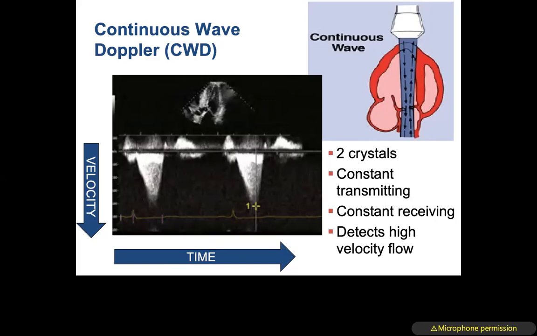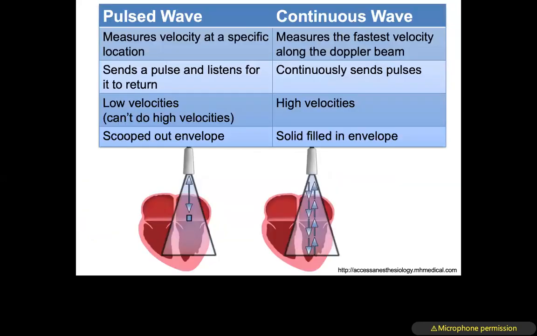I know that the maximum velocity across my aortic valve is at that stenotic aortic valve, but I really want to know how high that velocity is because that's going to tell me my degree of aortic stenosis. So again, this would be continuous wave Doppler, for example, across an aortic valve or any other valve to give you that high velocity. So again, the difference between pulse wave and continuous wave. Pulse wave measures the velocity at a specific location.